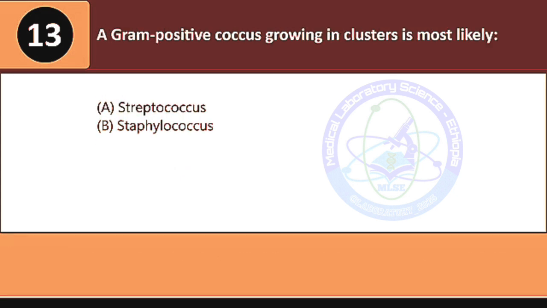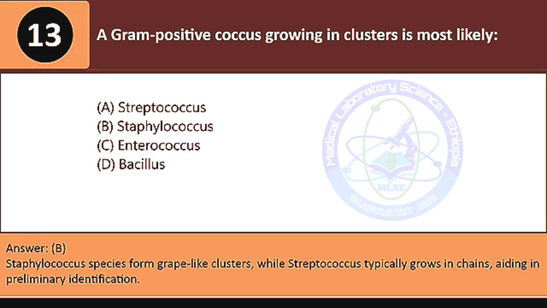A gram-positive coccus growing in clusters is most likely: A. Streptococcus. B. Staphylococcus. C. Enterococcus. D. Bacillus. Answer: B. Staphylococcus species form grape-like clusters, while Streptococcus typically grows in chains, aiding in preliminary identification.